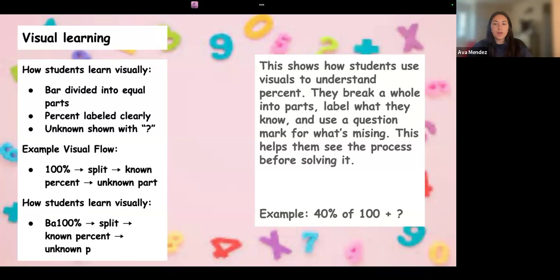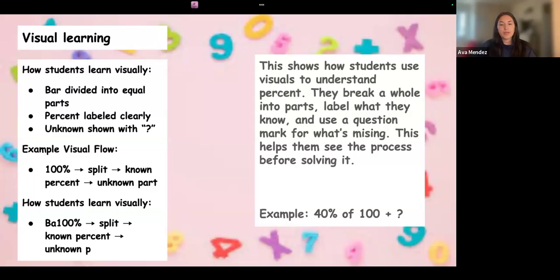This shows how students use visuals to understand percent. They break a whole into parts, label what they know, and use a question mark for what's missing. This helps them see the process before solving it. Then we have an example. And on this slide, I'm focusing on visual learning and how it helps students understand percent problems. First, students break a whole into equal parts, usually starting with 100%.